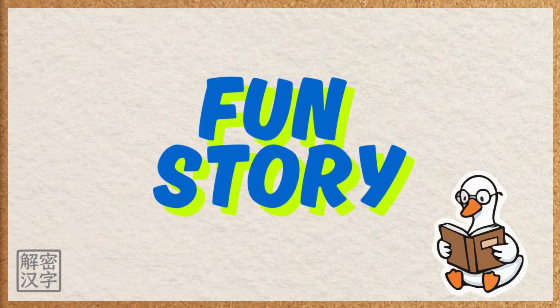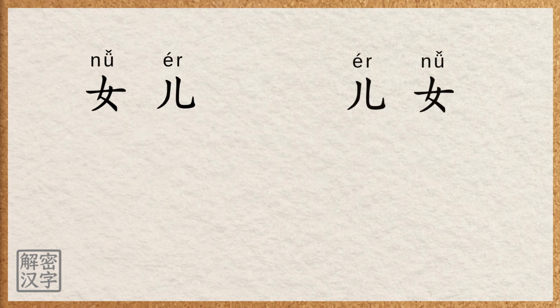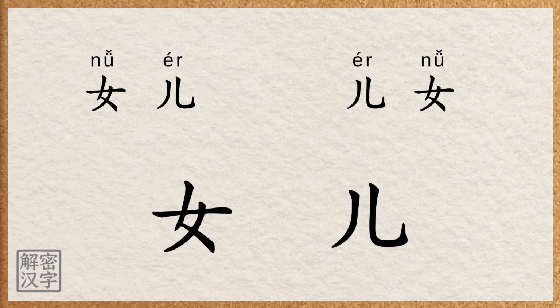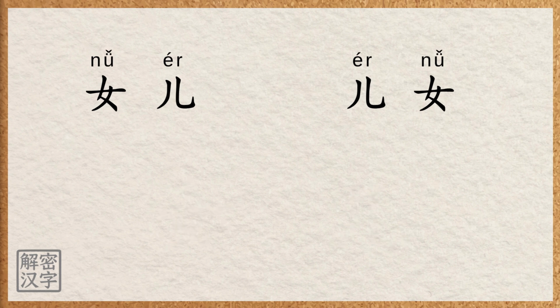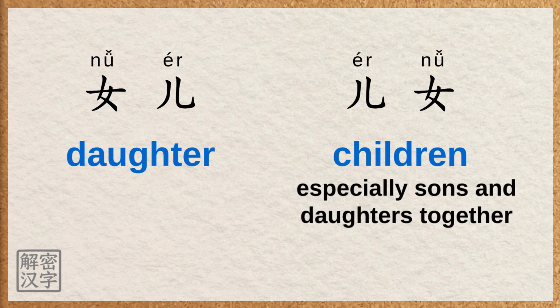Let's look at a fun story behind this character. In Chinese, word order is very important, and sometimes it changes everything. Take a look at 女儿 and 儿女. They are made up of the exact same characters, 女 and 儿, but they mean different things. 女儿 means daughter, but 儿女 means children, especially sons and daughters together. Same characters, different order, different meaning. That's one of the fascinating things about Chinese.